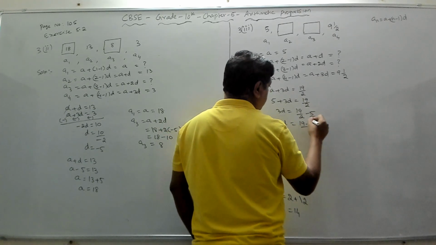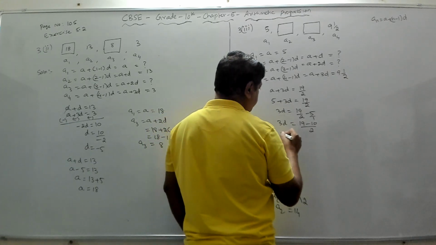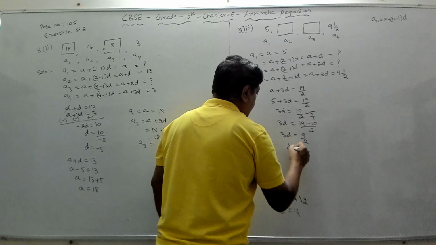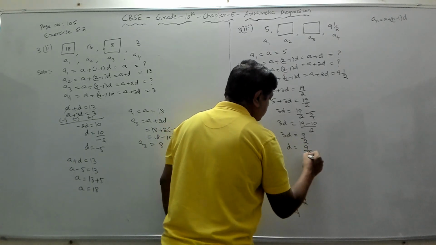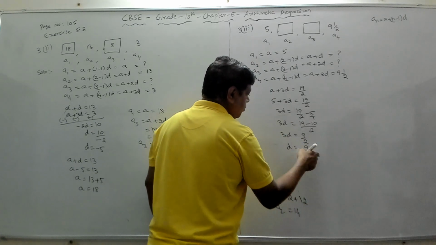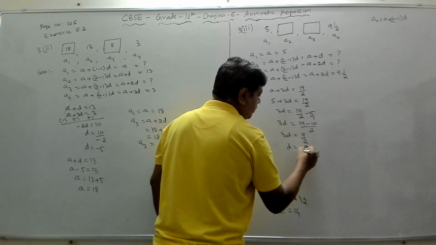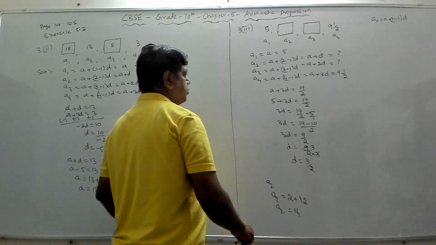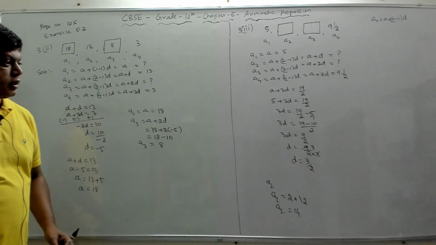If you do the fraction subtraction, you get 3D is equal to 9 by 2. So D becomes 9 by 2 into 3. This 3 will come down to the denominator. So 3 will get cancelled, and we get D as 3 by 2. So your common difference D is 3 by 2.